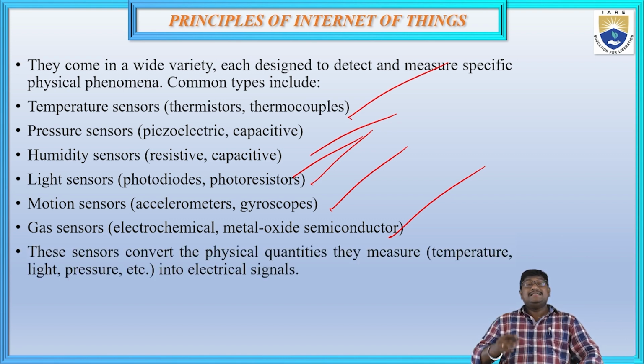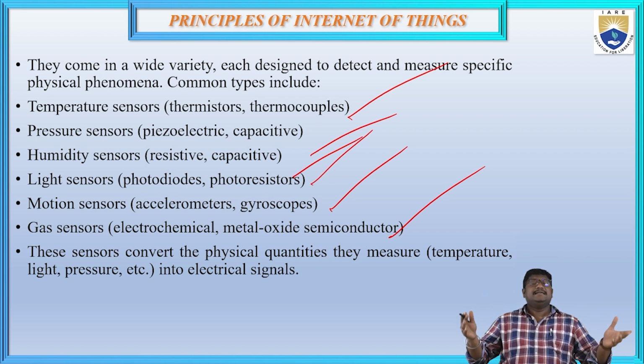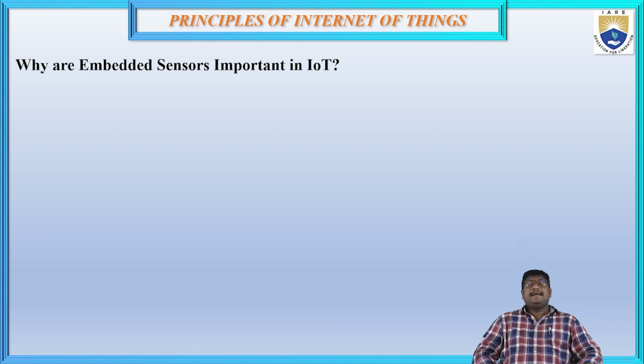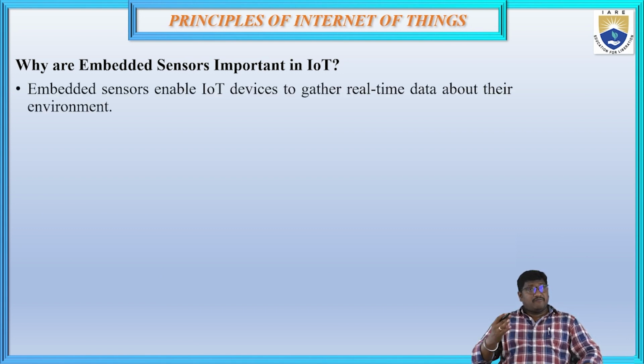And there are n number of sensors which convert physical quantities such as temperature, light, pressure, etc. into electrical signals. This is how they are utilized, and why embedded sensors are important in IoT. As I already told you, to gather real-time data in any kind of environment, we require a sensor.